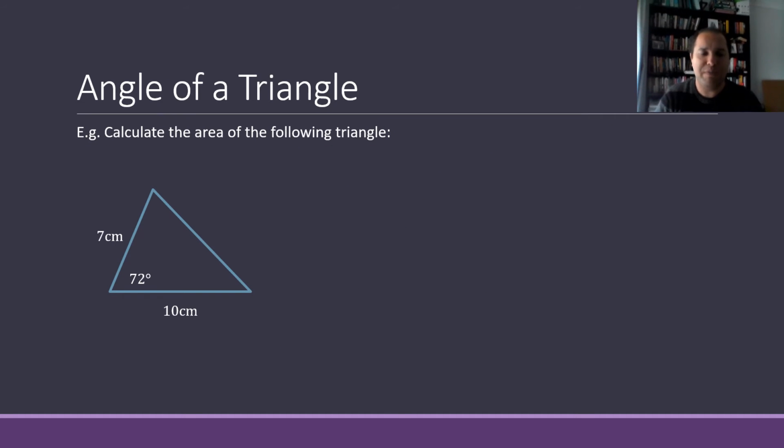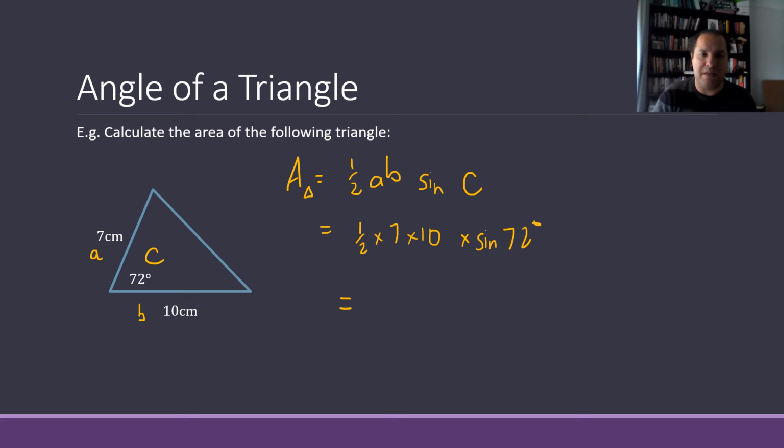So in this example, we've got a side of 7, a side of 10, and our included angle of 72 degrees. So a, b, big C. The area of our triangle equals half ab sine C, which equals half times 7 times 10 times sine 72 degrees, straight into the calculator, equals 33.29 centimeters squared for the area of our triangle. And that answer makes sense, looking at the size of our triangle, right?